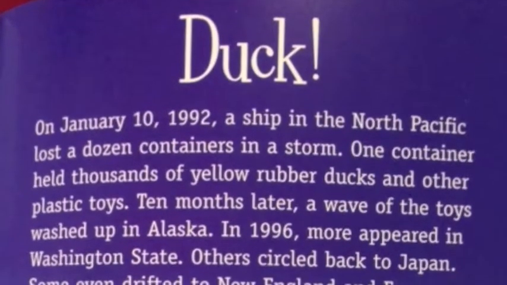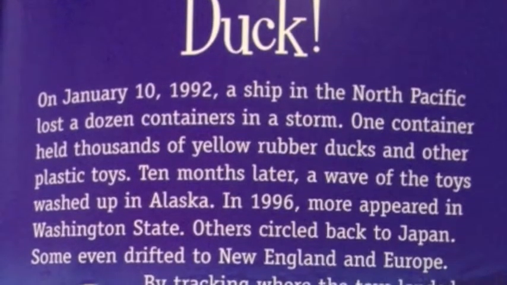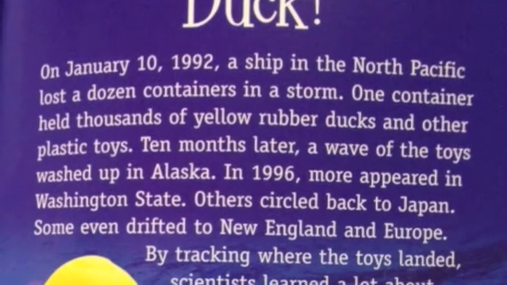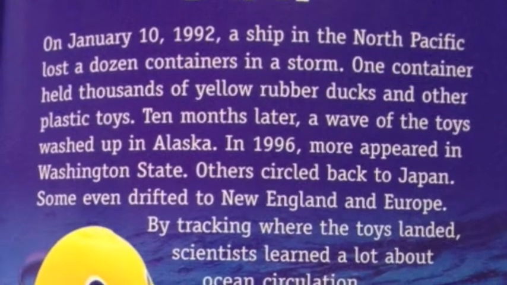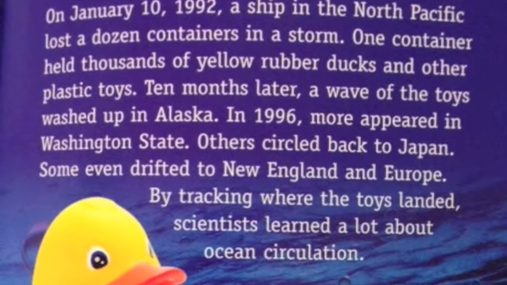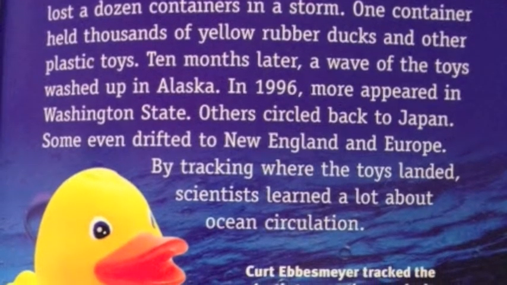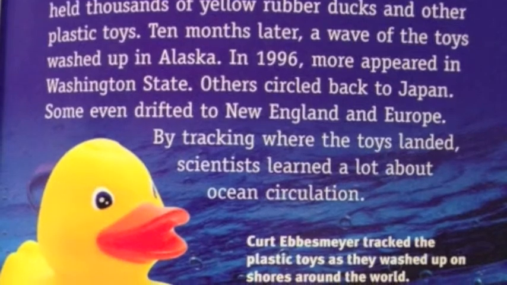On January 10, 1992, a ship in the North Pacific lost a dozen containers in a storm. One container held thousands of yellow rubber ducks and other plastic toys. 10 months later, a wave of the toys washed up in Alaska. In 1996, more appeared in Washington state. Others circled back to Japan. Some even drifted to New England and even Europe. By tracking where the toys landed, scientists learned a lot about ocean circulation.